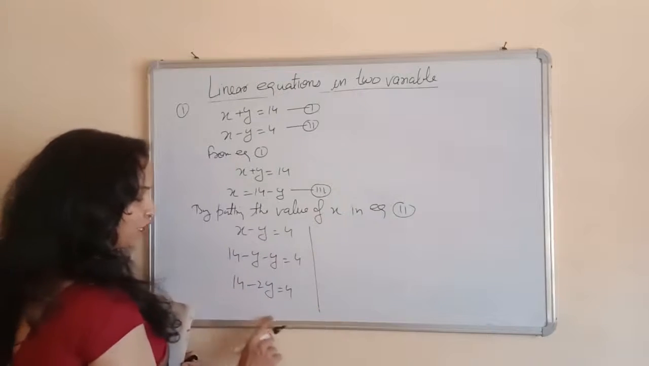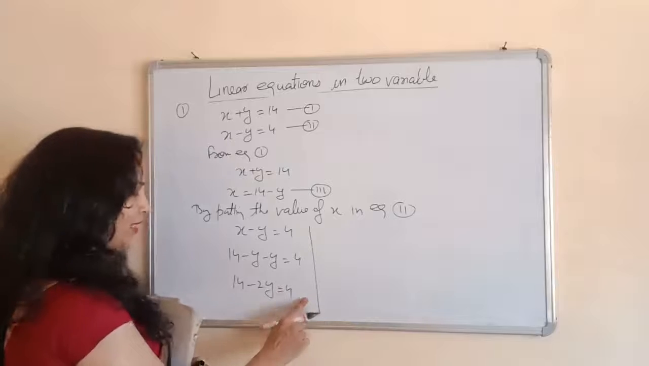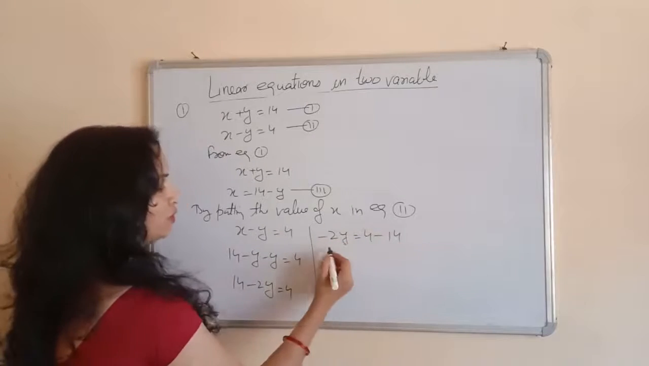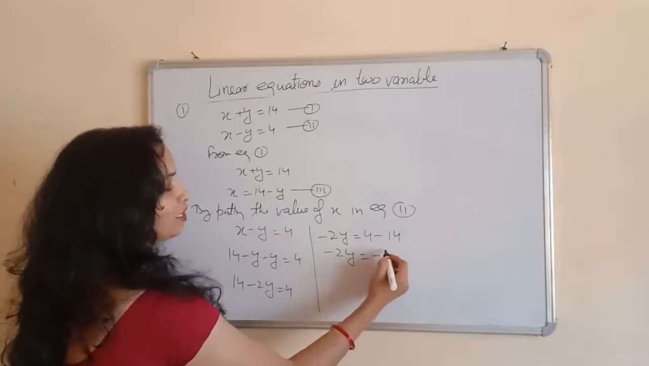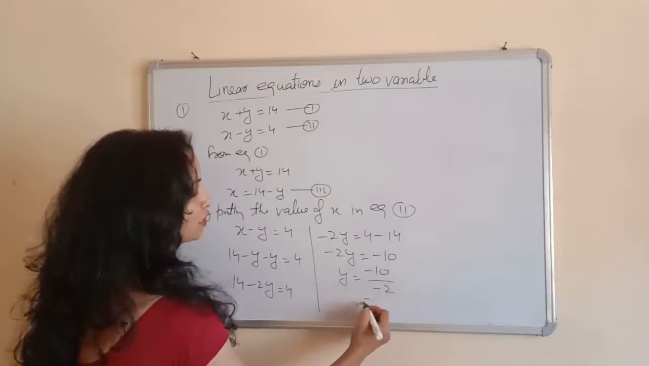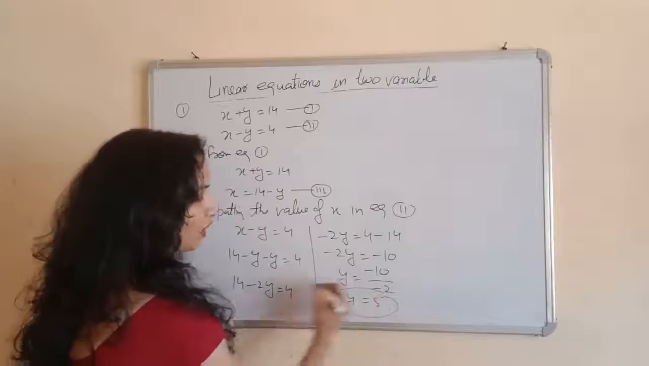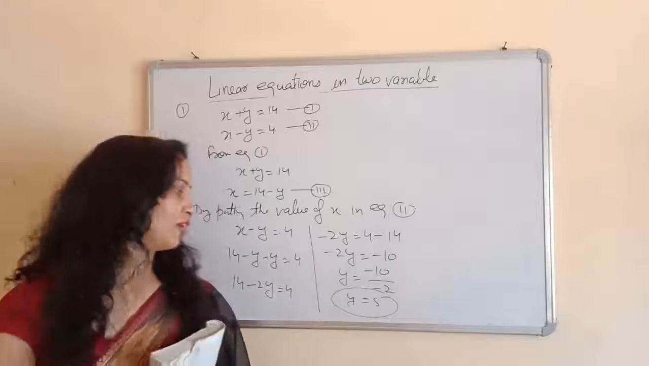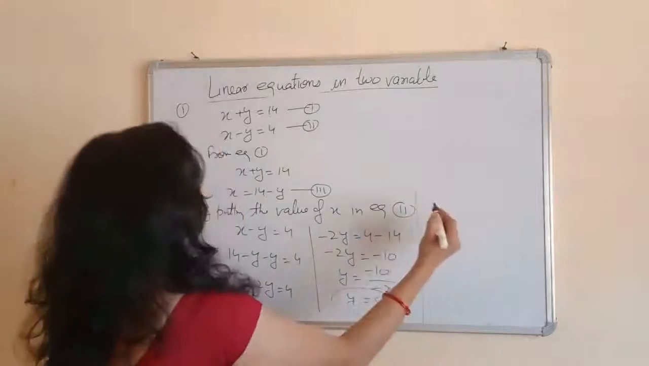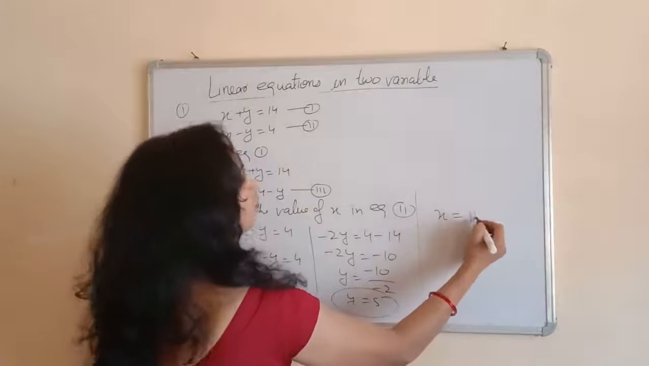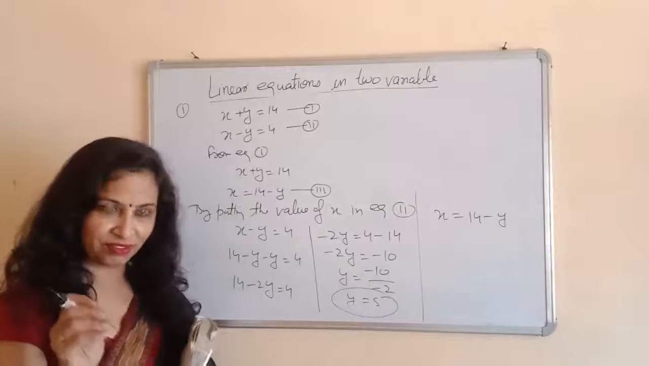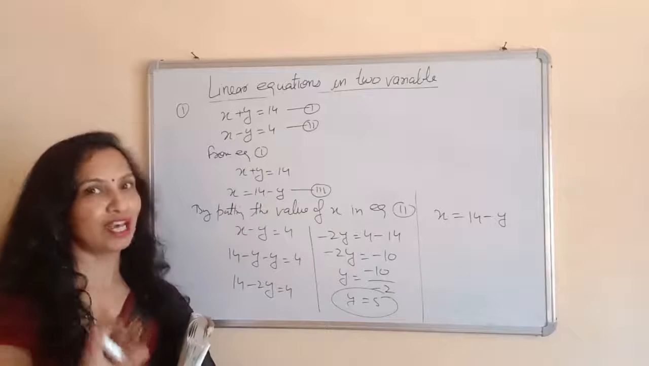Then we will bring this 14 towards the right hand side and the sign will be changed. It will become 4 minus 14. Then minus 2y is equal to minus 10, and then y is equal to minus 10 upon minus 2. It is 5. So this is the value of y. Now you will put this value of y in equation 3rd. So what is equation 3rd? Equation 3rd is x is equal to 14 minus y.